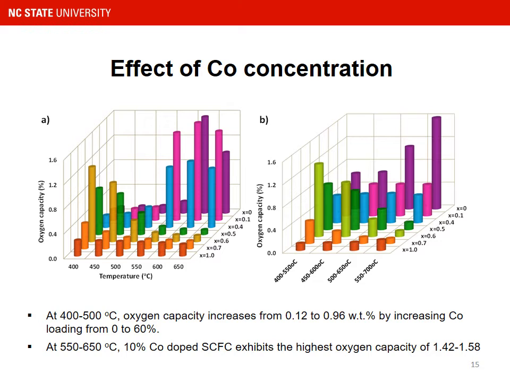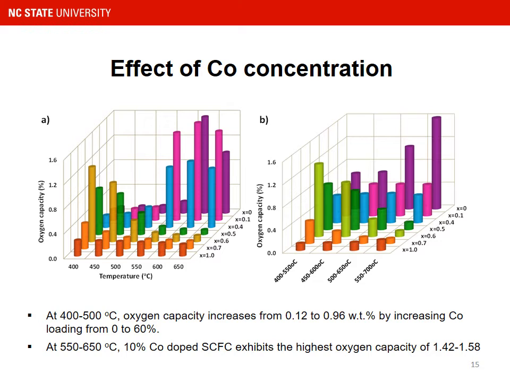Since we know that co-doping calcium and cobalt can enhance oxygen release and improve oxygen capacity, we further examine the effect of cobalt concentration on the oxygen capacity of the co-doped sample. The left figure shows the oxygen capacity versus temperature and the cobalt concentration. It shows that with low cobalt concentration, it gives us the highest oxygen capacity only at high temperature range, while at low temperature range, their oxygen capacity is negligible.